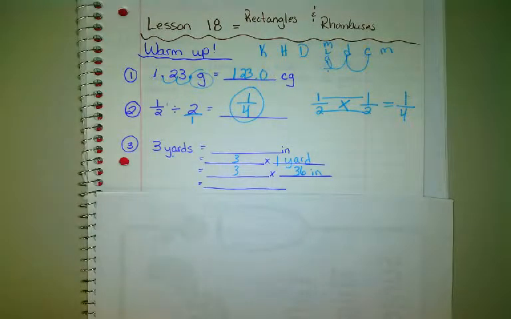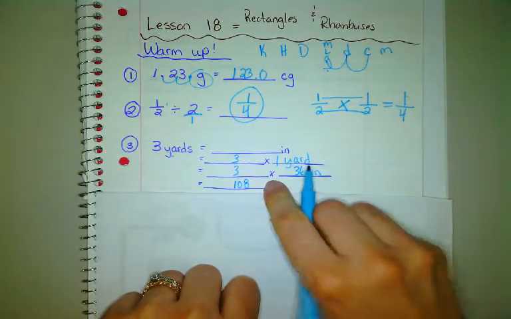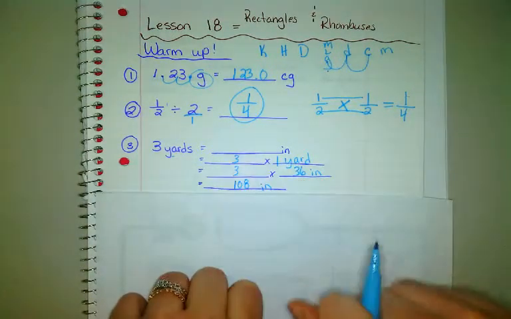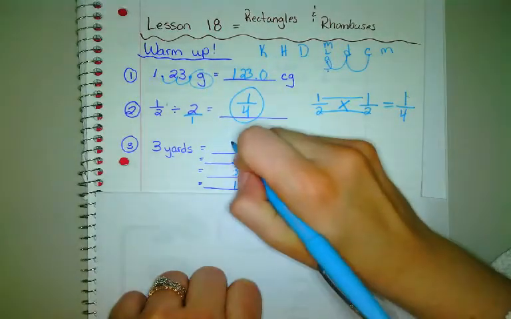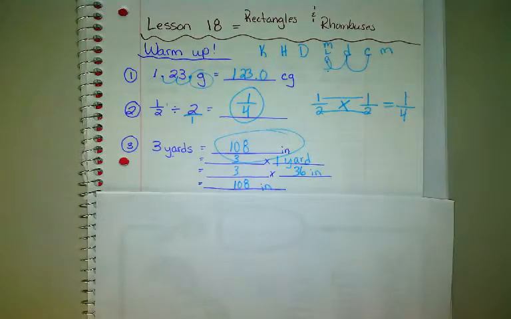Now I'm going to start the process of getting back together. So this process now is showing me that I need to do 3, and I need to multiply that by 36. Because now I want those two numbers to get back together. And I know that 3 times 36 is going to get me 108. And bring down that inches again. So 3 yards is equivalent to 108 inches, just like that. So that's our warm-up problem, or our 3 warm-up problems for you guys.